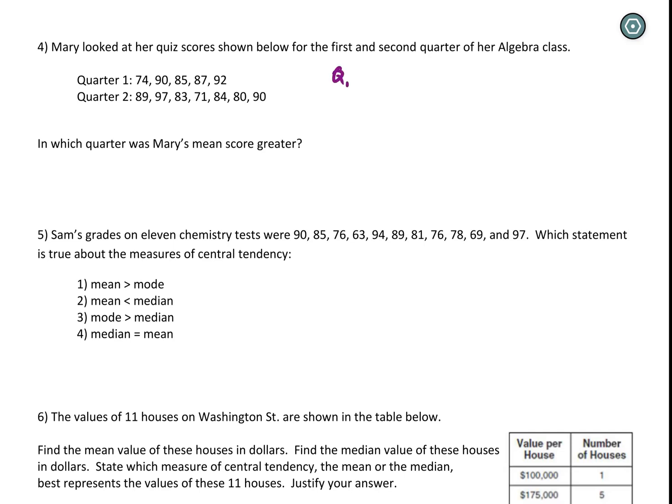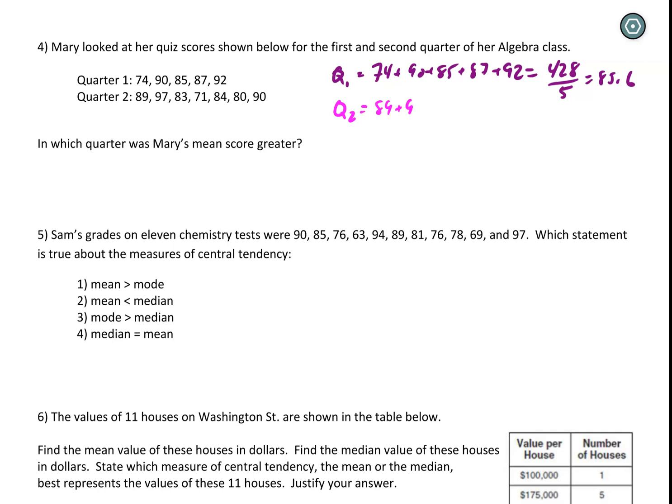For Q1, the first quarter, let's add up all of these. All together, that is 428. There were 5 pieces of data. So if we use the calculator, 428 divided by 5 gives me 85.6 for her average.